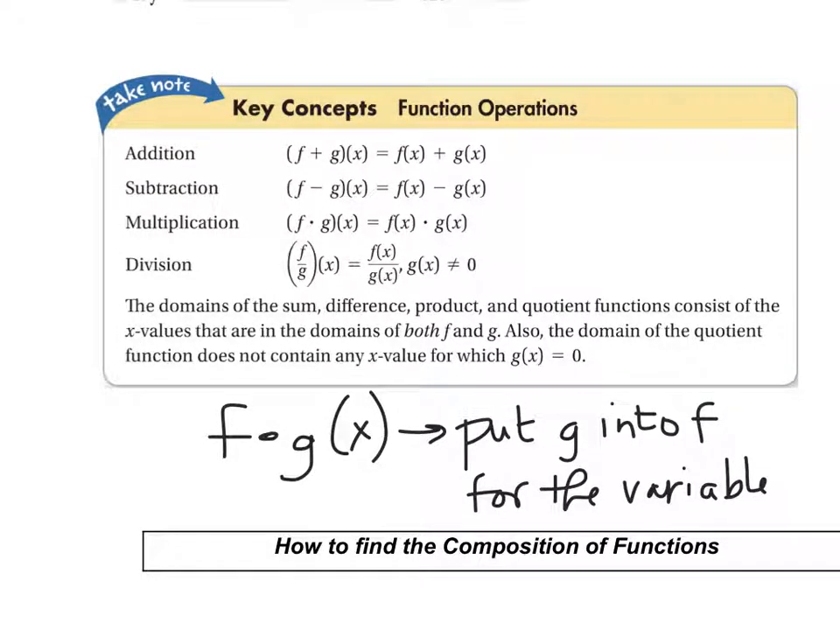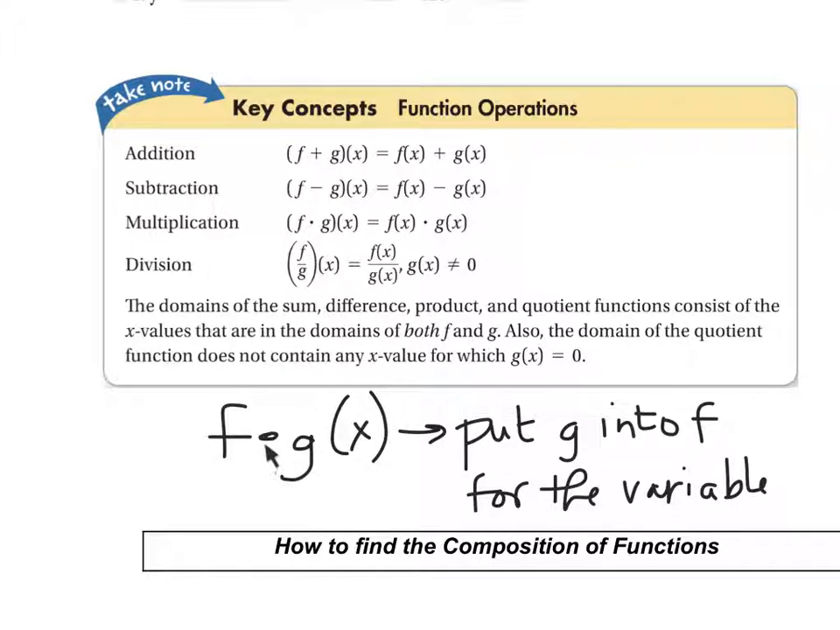Okay, this is section 6.6, and we're in day 3 now, and we're talking about the composition of functions. So we've done addition, we've done subtraction, we've done multiplication, and we've done division. Now we've got what we call compositions.